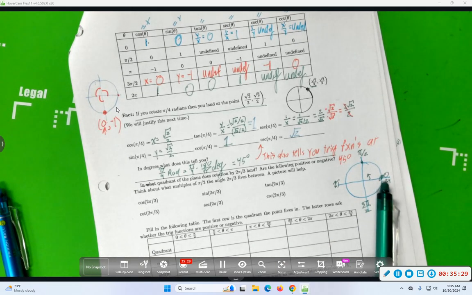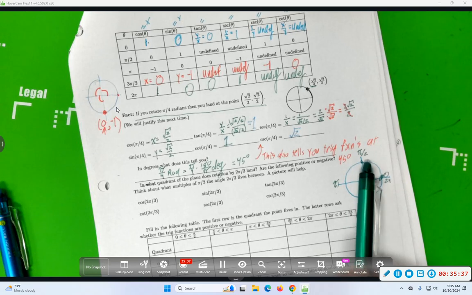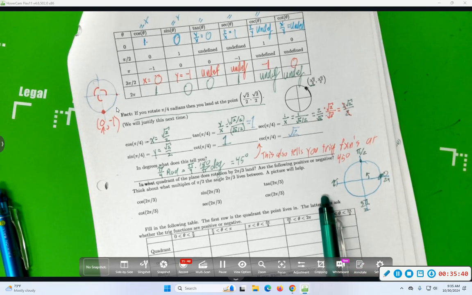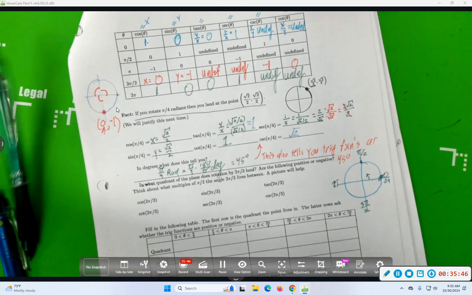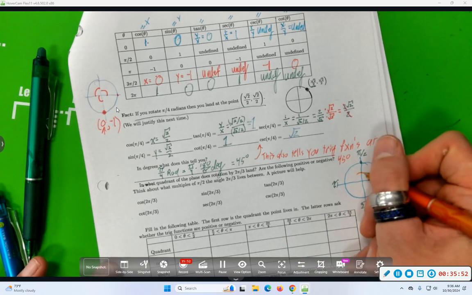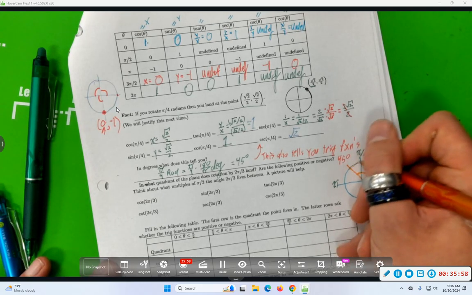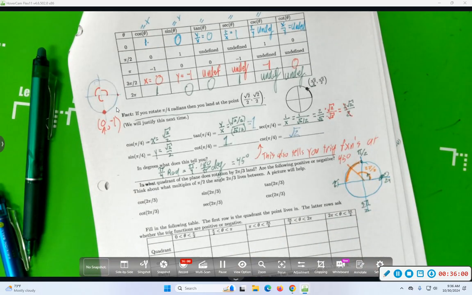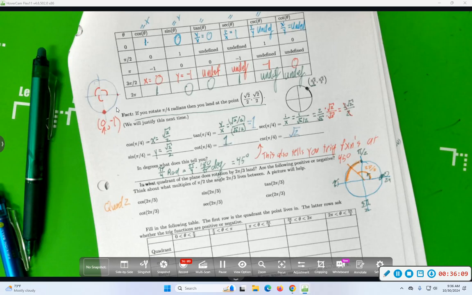So 2 pi over 3, is that in between 0 and pi over 2? No, because 2/3 is bigger than 1/2. Is 2 pi over 3 in between pi over 2 and pi? Yeah. Right, because 2/3 is bigger than 1/2 but less than 1. So I don't know where 2 pi over 3 is on the nose, but it's in this range. It's somewhere in here. What quadrant is that? It's in quadrant 2.